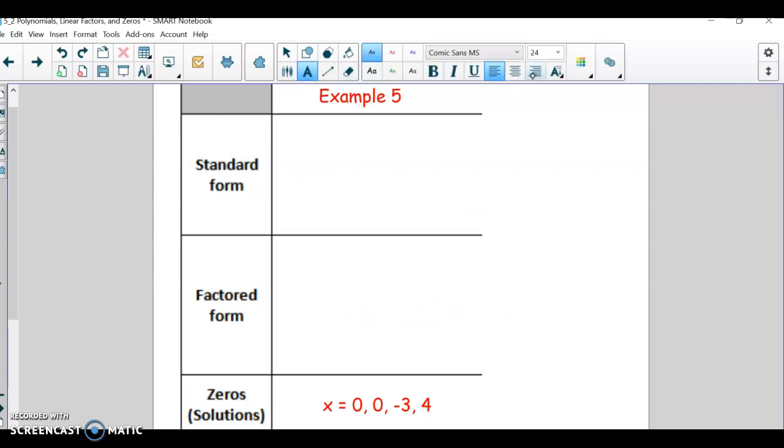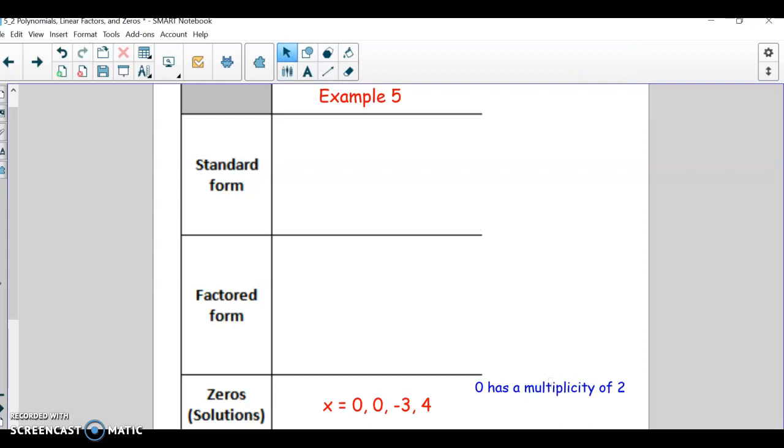First thing on this one that we probably want to note is that we have a repeated answer. 0 is a repeated answer. So again, we say 0 has a multiplicity of 2. Okay, so that's just some vocab that they might ask you about on the test. A repeated answer is called a multiplicity. Since it's there twice, it's a multiplicity of 2. The other two answers have multiplicity of 1. There's only one of each.